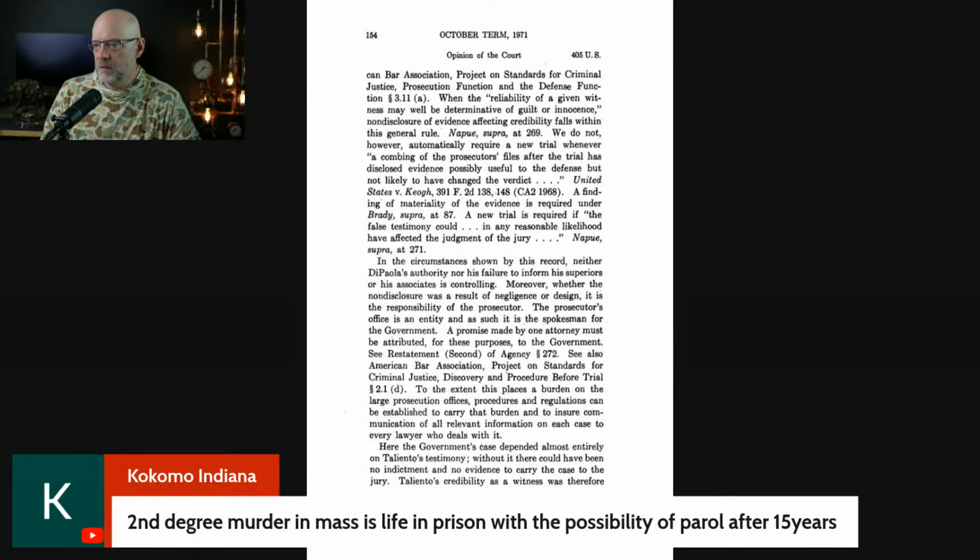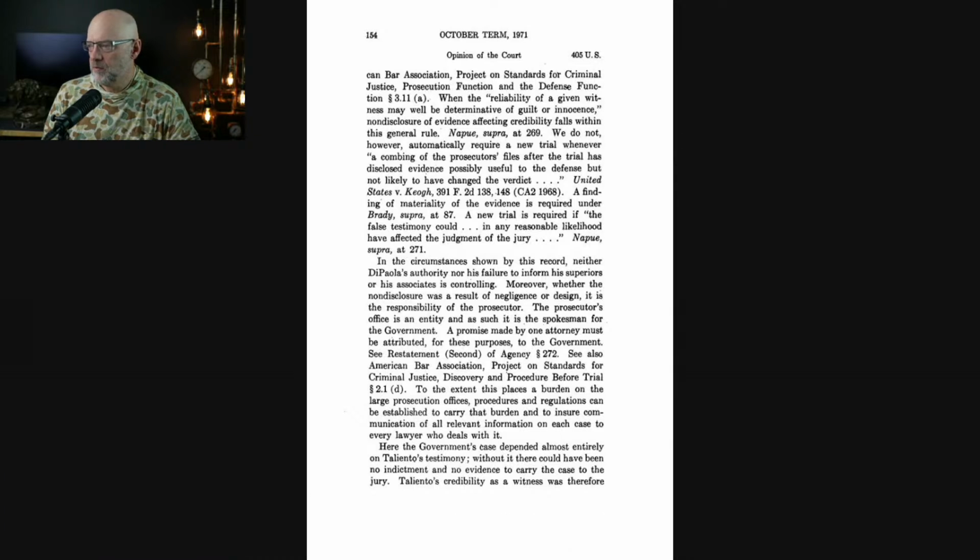Yeah, Kokomo, Indiana, second-degree murder, masses, life in prison with possibility of parole after 15 years. So yeah, she'd be doing a minimum of 15 years, Karen, if she'd be convicted of that. But nobody in their right mind would bring this as a second-degree murder charge, even if they wanted to believe this ridiculous, cooked-up accusation by law enforcement that was brought to the steps of the DA's office there.